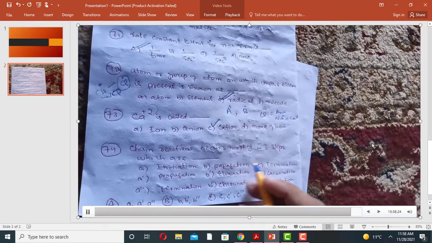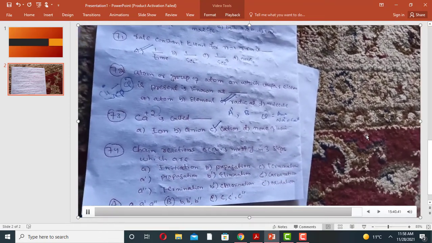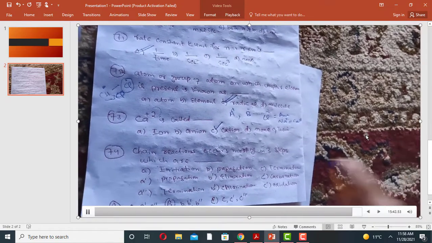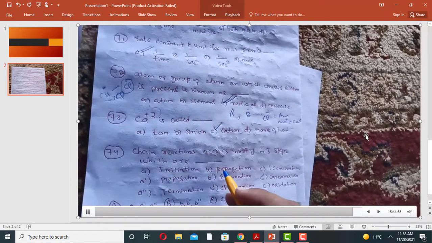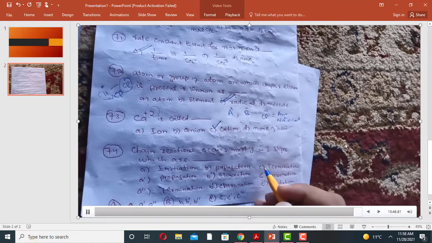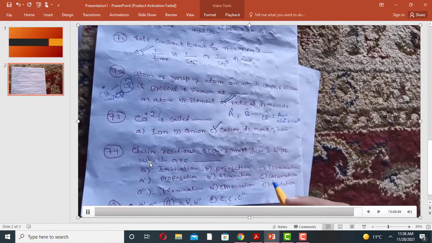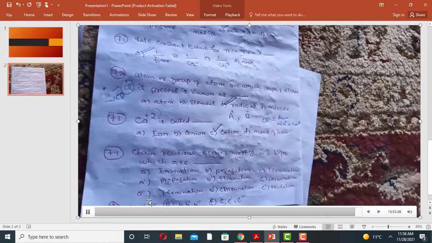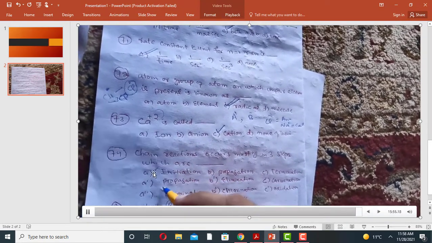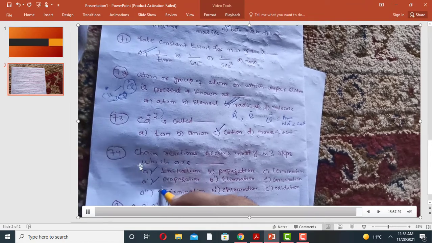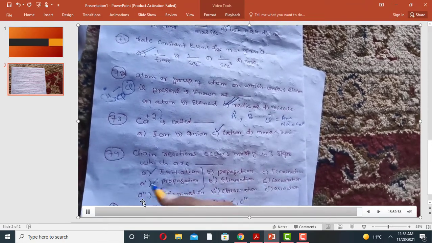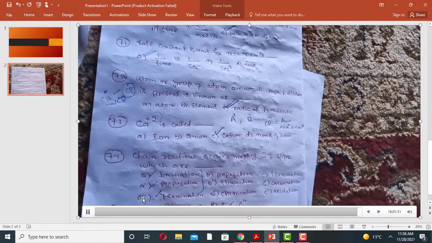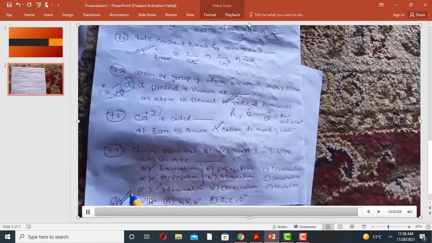Chain reaction occurs mostly in three steps, which are initiation, propagation, termination. So a chain reaction occurs in three steps: the first step is the initiation reaction, the second is propagation, and the third one is the termination. So the first option is the correct answer.